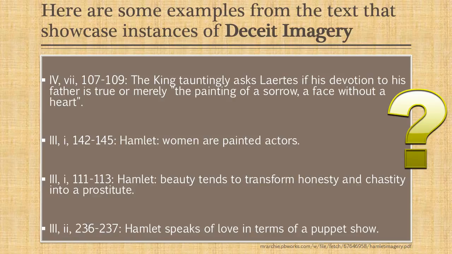Now let's review some of the instances where deceit imagery is used. For example, the king tauntingly asks Laertes if the devotion to his father is true or merely the painting of a sorrow, a face without a heart. Or when Hamlet speaks of love in terms of a puppet show.